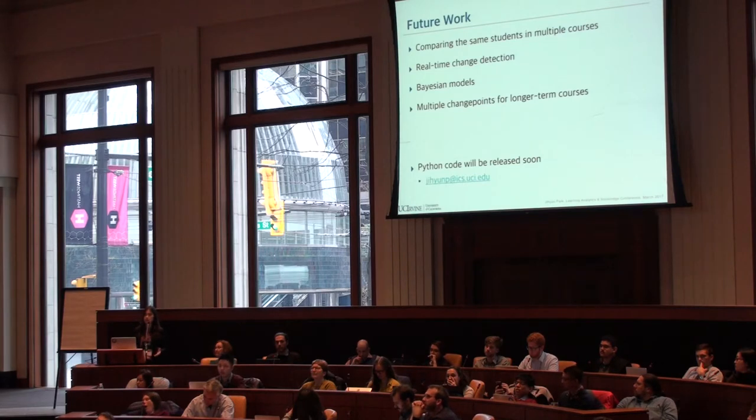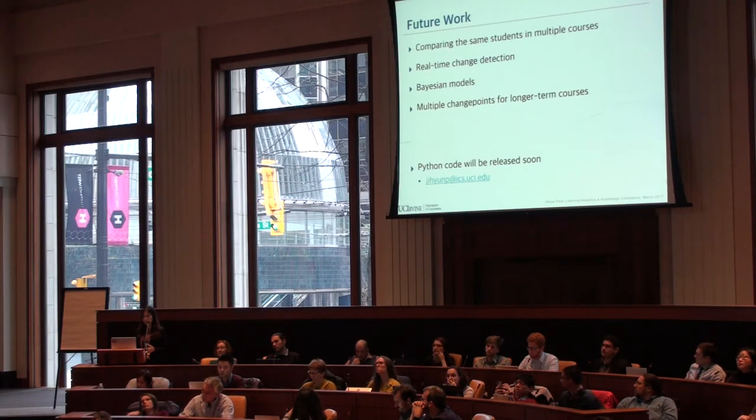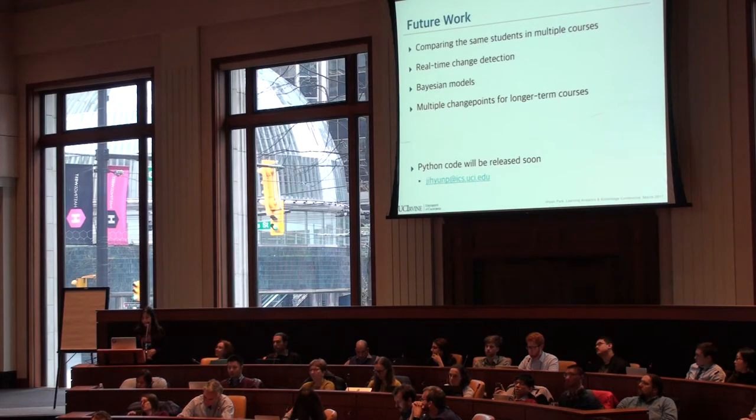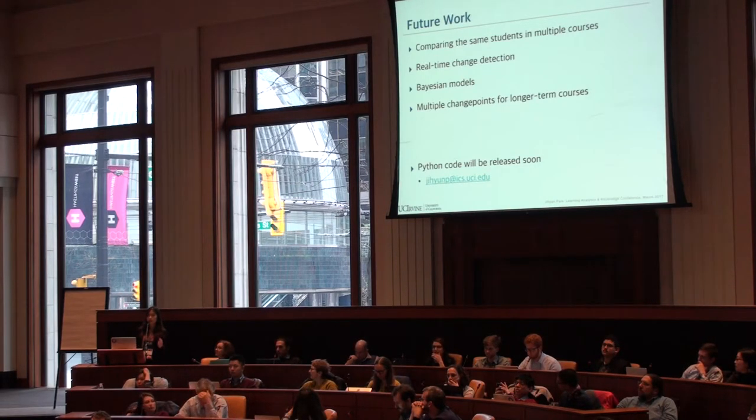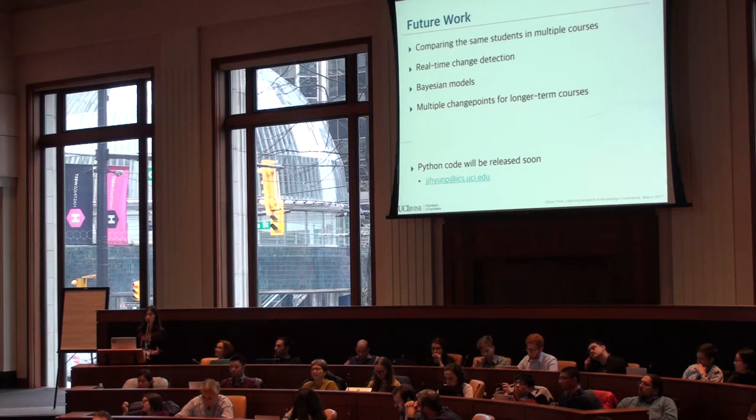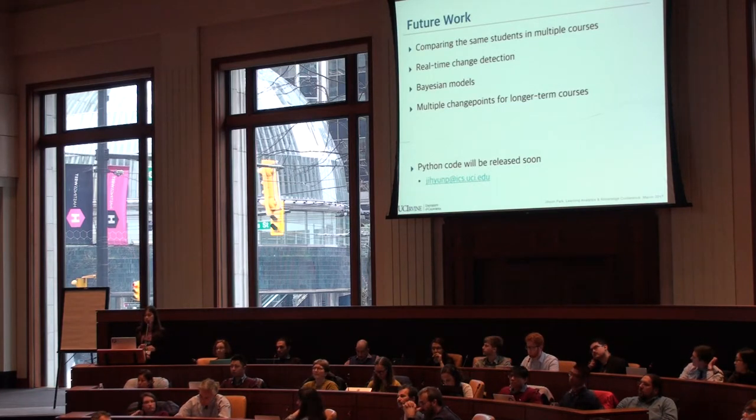And we only talked about the frequentist methods, but it's going to be interesting to use Bayesian models to reflect some uncertainties in inferences at this individual student level. For example, the alpha i's might have a normal distribution or something like that. And we only talked about the change point model with one change point because it's quarter based, so we only had 10 weeks of data. But once we have longer term courses, it's also going to be interesting to find models with multiple change points. For example, if the student increased the behavior and then decreased and then increased back, something like that. And the Python code will be released soon. I haven't released it yet, but if you want it, you can just email me and I can send you the code.